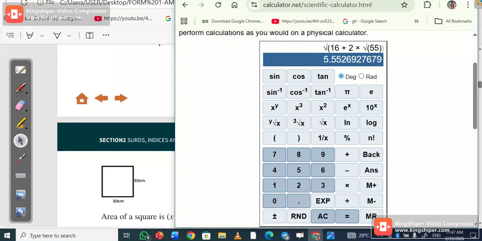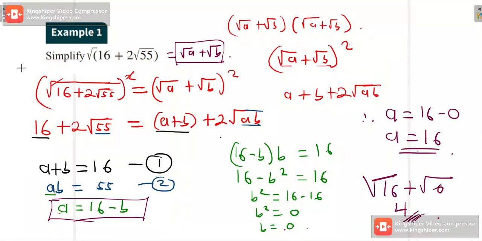Okay, so let's go back to the question and analyze it well. Let me use my scientific calculator. I'm not getting the concept well. So I have square root of 16. So you can all try with me. Square root of 16 plus 2, then square root of 55, then I close the bracket. So the result is supposed to be 5.55 something.